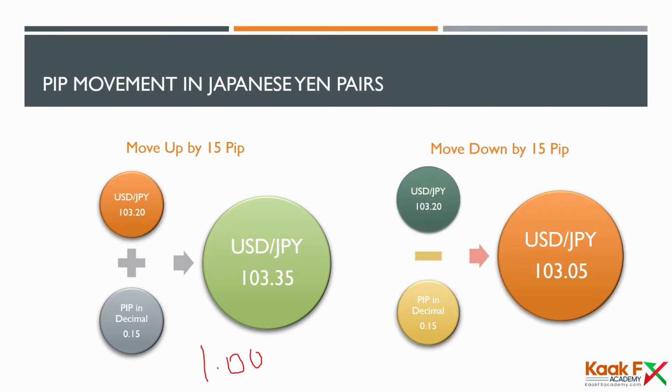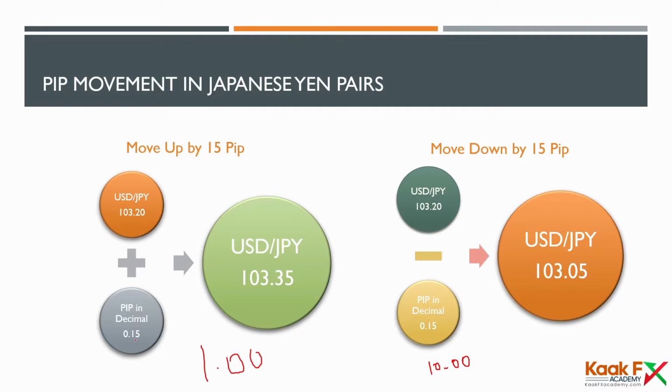In the same way, when it's moving down, you're subtracting 0.15 for 15 pip, or if it's 1,000 pip, it would be 10.00. So you understand the concept now. For Japanese pairs, the single pip starting point is the second number after the decimal place. For any other pairs, it is the fourth number after the decimal place. That's the only difference, and everything else is calculated the same way.